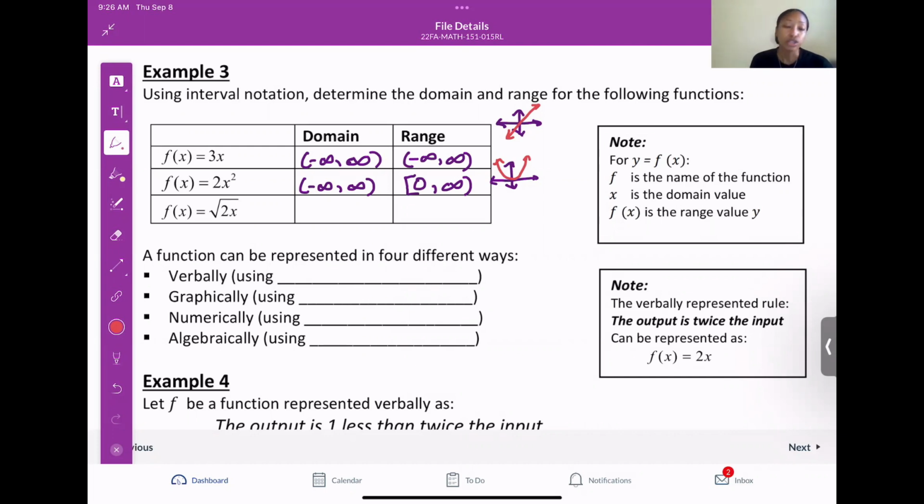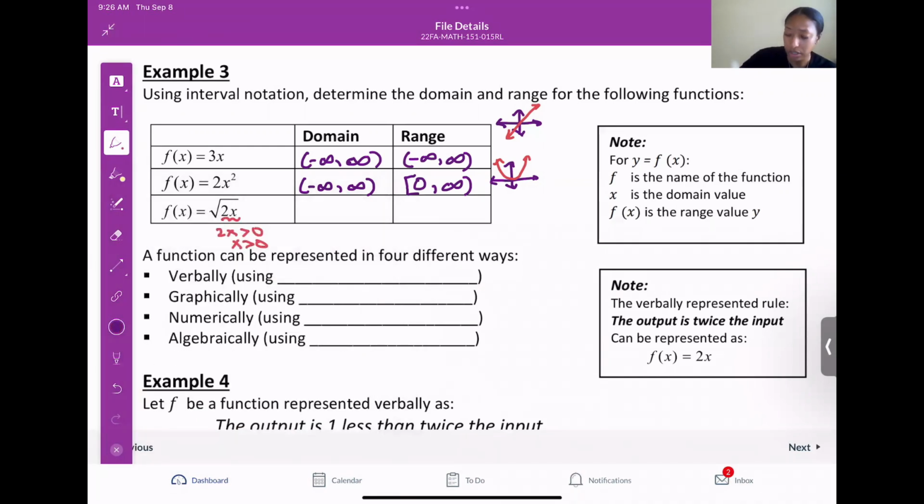And then for the last one, the square root of 2x, what type of numbers can we take the square root of? For this class, we're only looking at real numbers, no imaginary numbers for now. So we can take the square root of only positive numbers. That means when we plug in a value for x, we have to get a positive number out of 2x. Or another way we can think of this is if we take whatever is under the radical, 2x, that has to be greater than 0. So this means that x has to be greater than 0. That is our domain.